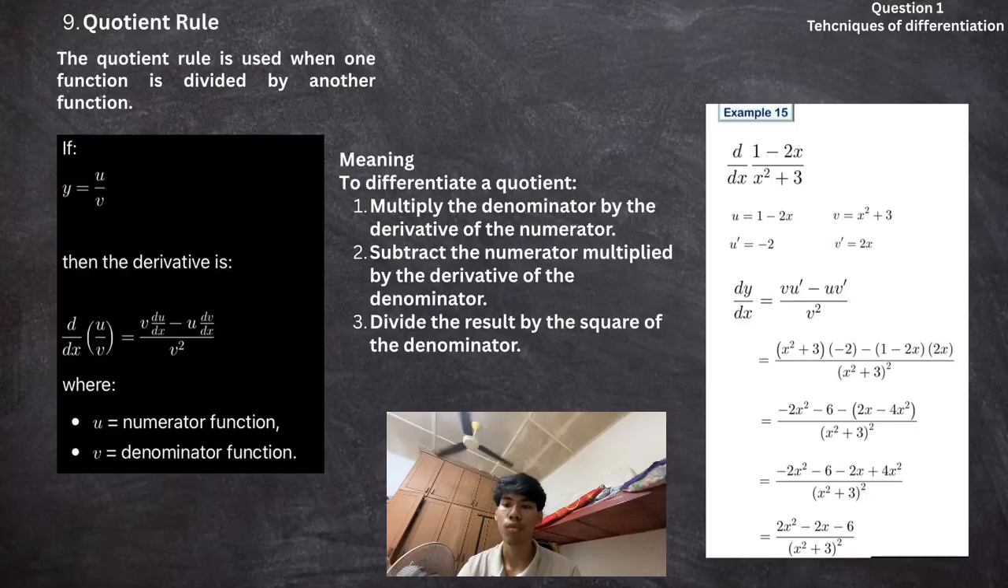Ninth is the quotient rule. The quotient rule is used when one function is divided by another function. To differentiate a quotient, first multiply the denominator by the derivative of the numerator. Second, subtract the numerator multiplied by the derivative of the denominator. Third, divide the result by the square of the denominator.